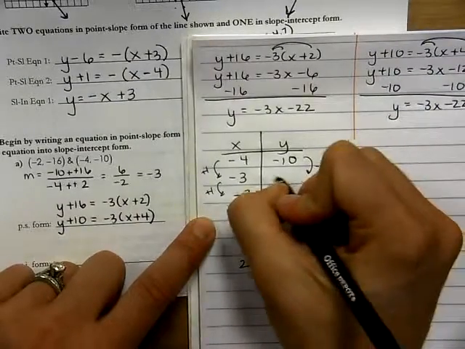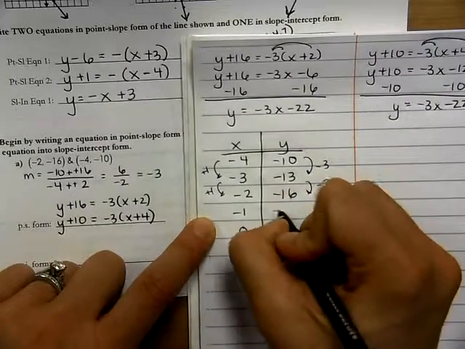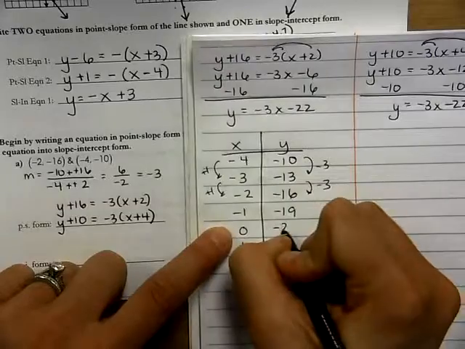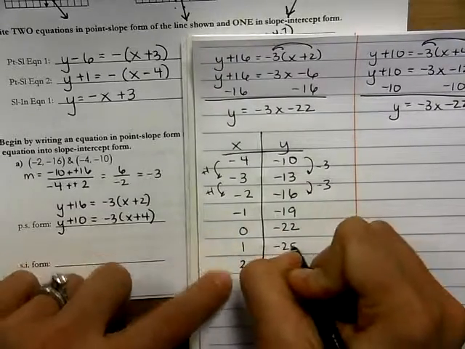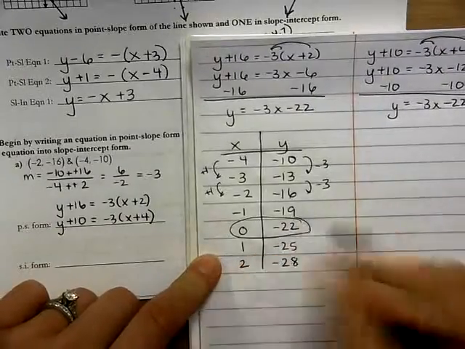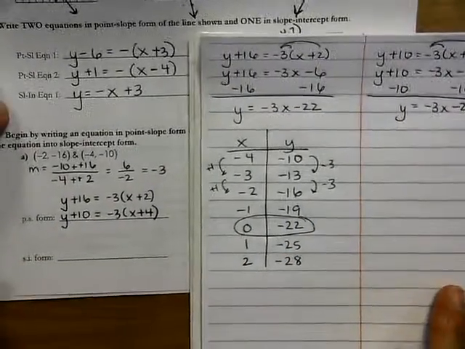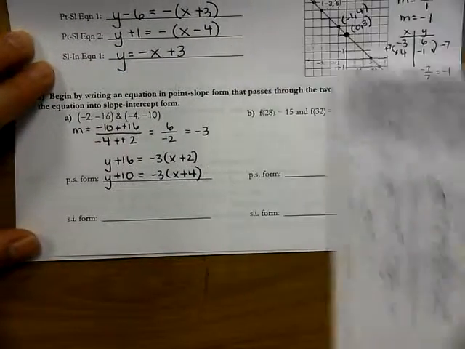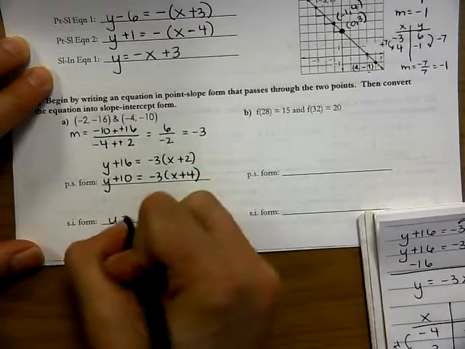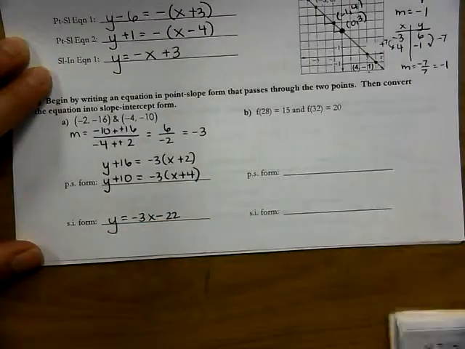So negative 10 minus 3 would be a negative 13. Subtract 3 again, I get to negative 16. Subtract 3 again, I get negative 19. Subtract 3 again, I get negative 22, negative 25, negative 28. And you'll see that where our y-intercept is, meaning where x is 0, we get negative 22. So you could use a table as well to reason through this. Either way, we'll get y equals negative 3x minus 22.